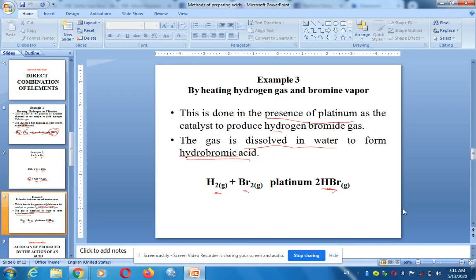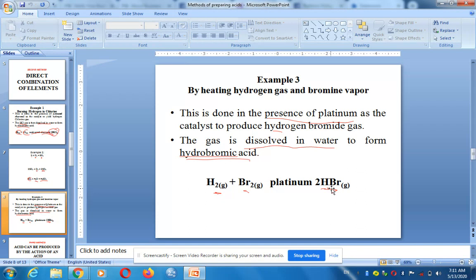I need hydrobromic acid. So I take hydrogen gas and react it with bromine gas in the presence of platinum as a catalyst. It's going to give me my hydrogen bromide gas. But I'm looking for hydrobromic acid. So I will just collect the hydrogen bromide gas, dissolve it in water, and get what I'm looking for, which is hydrobromic acid.